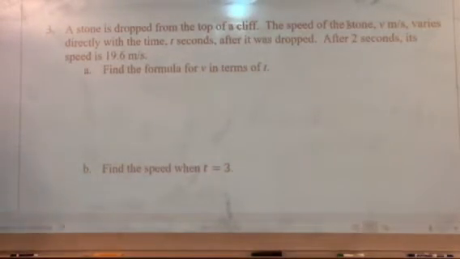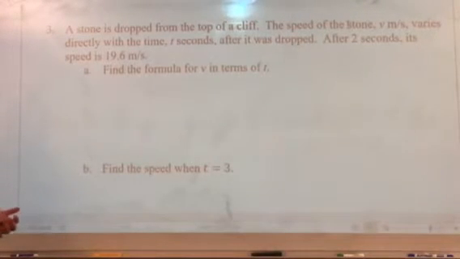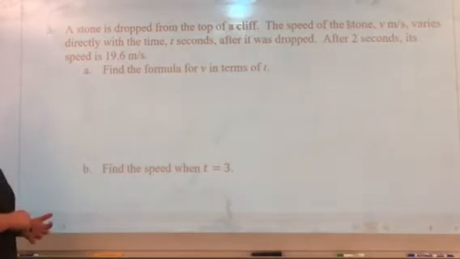Alright. It says a stone is dropped from the top of a cliff. The speed of the stone, v in meters per second, varies directly with the time, t seconds, after it was dropped. After 2 seconds, its speed is 19.6 meters per second. Find the formula for v in terms of t.